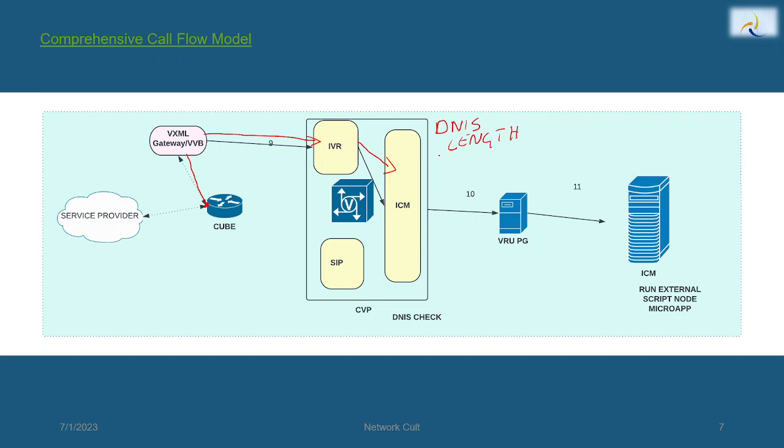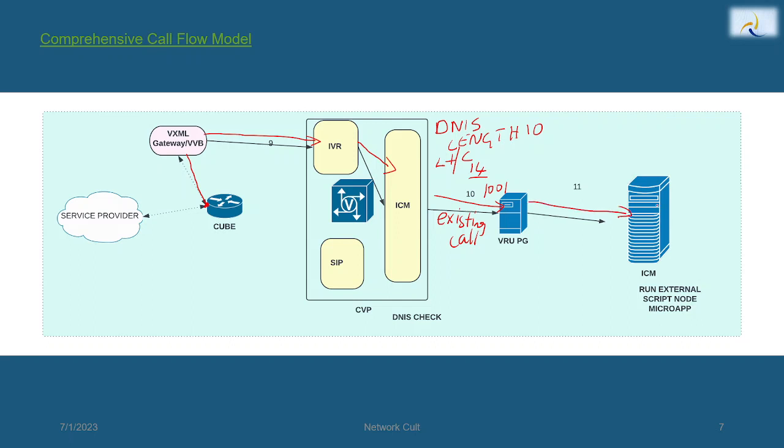Since the label and correlation ID coming in our case is 14 digits, and the configured DNS length value is 10, the number that is coming is greater than 10, so it treats this call as an existing call. The call is forwarded to the VRU PG, and before going to the VRU PG, the label and correlation ID are separated, and only the correlation ID is forwarded to the ICM.